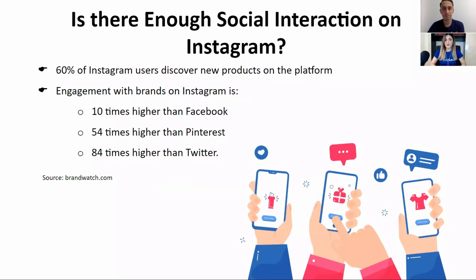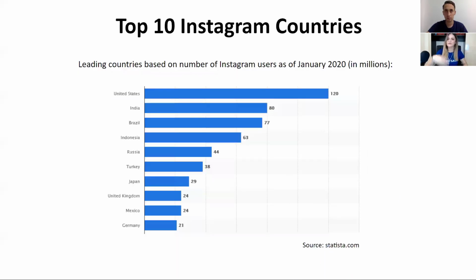The engagement on Instagram, the social interaction, is huge. It's 10 times bigger than on Facebook and 84 times bigger than on Twitter. So we realized that we want to be where our customers are. That was how we got to build our Instagram strategy.